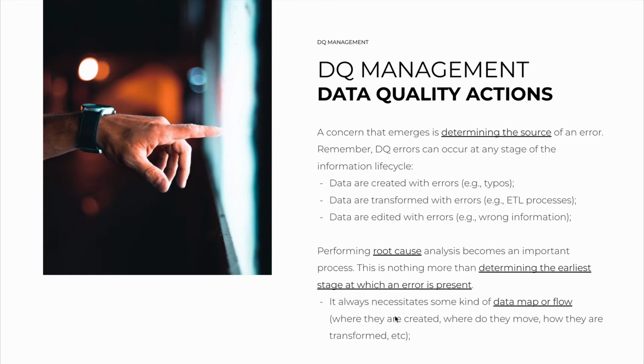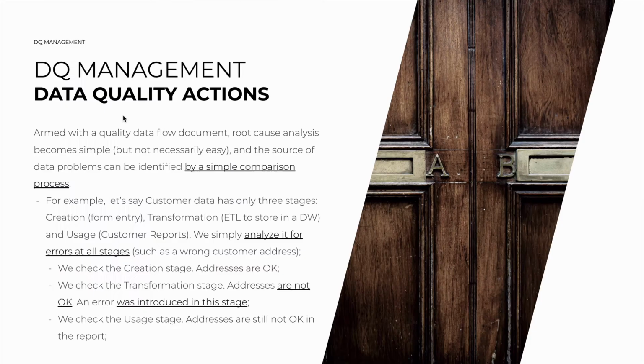Where is data created? Where does it move to? How is it transformed at each stage? And where does it end up? This is very important to identify the different stages, especially when fixing data. So assuming that you are armed with a quality data flow document, then root cause analysis becomes very simple. Not necessarily easy, but simple.